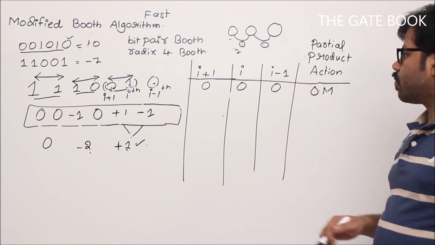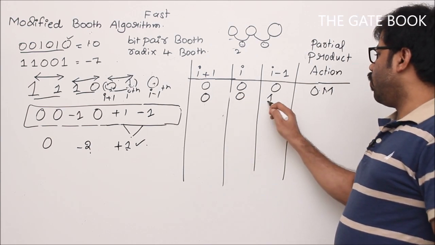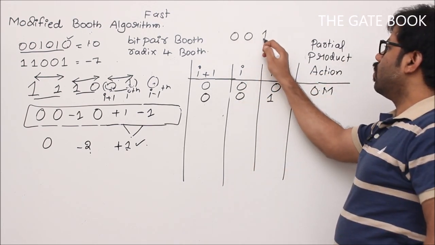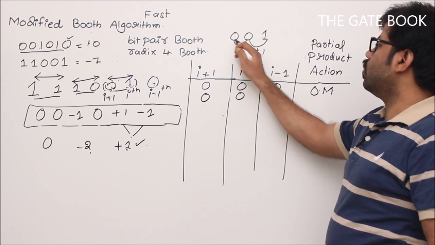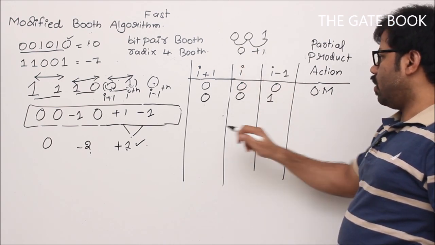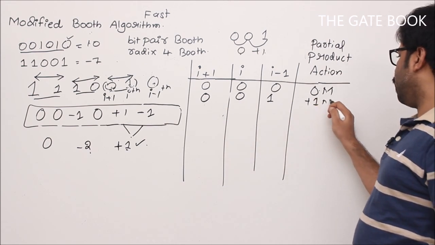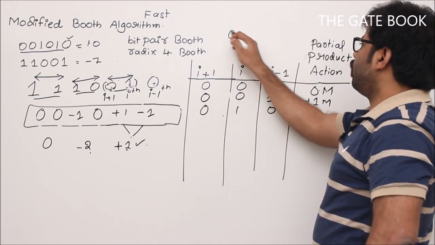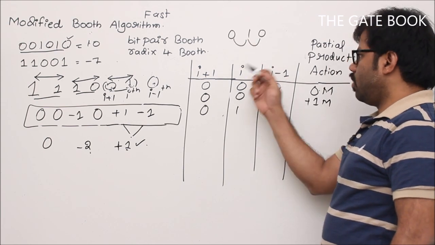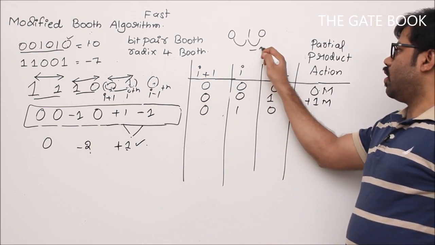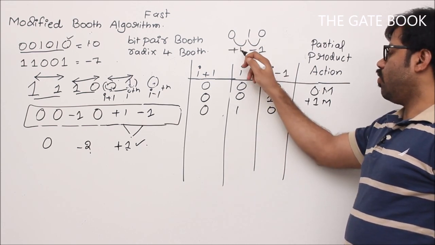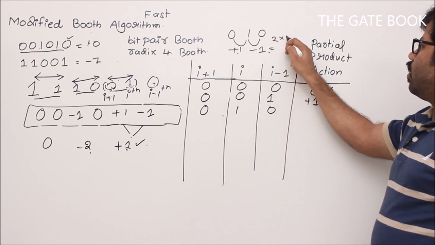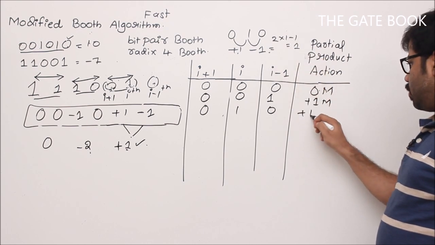Second one, what if it is 0, 0, 1? From now onwards it will be easy for you. So 0, 0, 1 will be converted to 2 into 0 plus 1, that is plus 1 into m, right? Next 0, 1, 0. Whoever is watching this video, please do it on your own. 0, 1 minus 1, that is 2 into 1 minus 1 plus 0, so that's why it is plus 1.